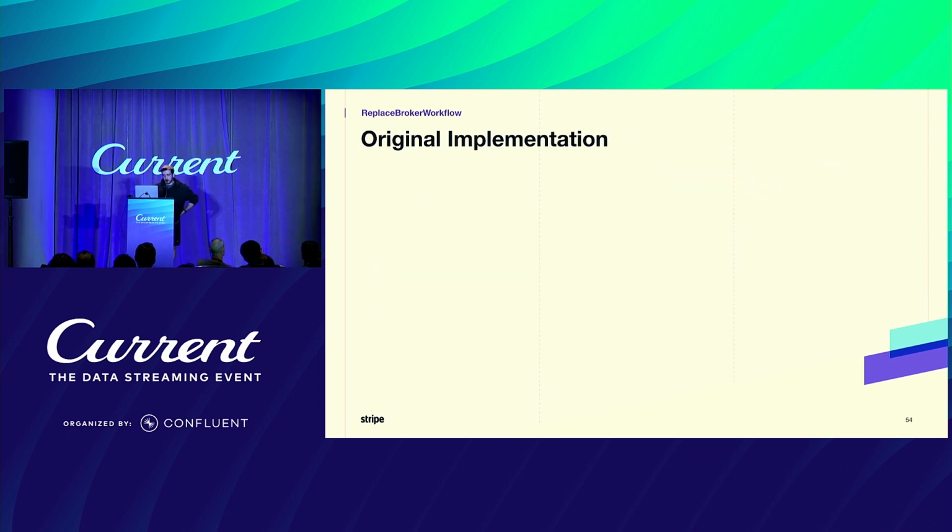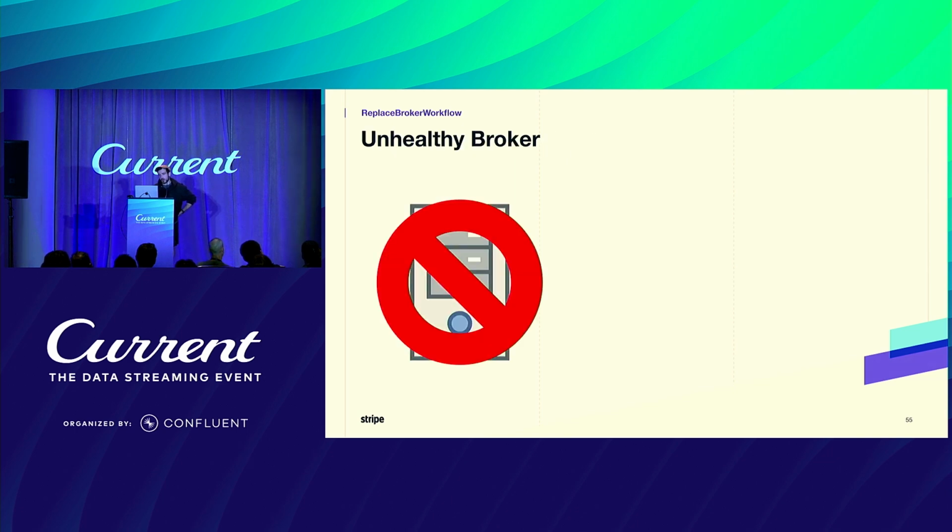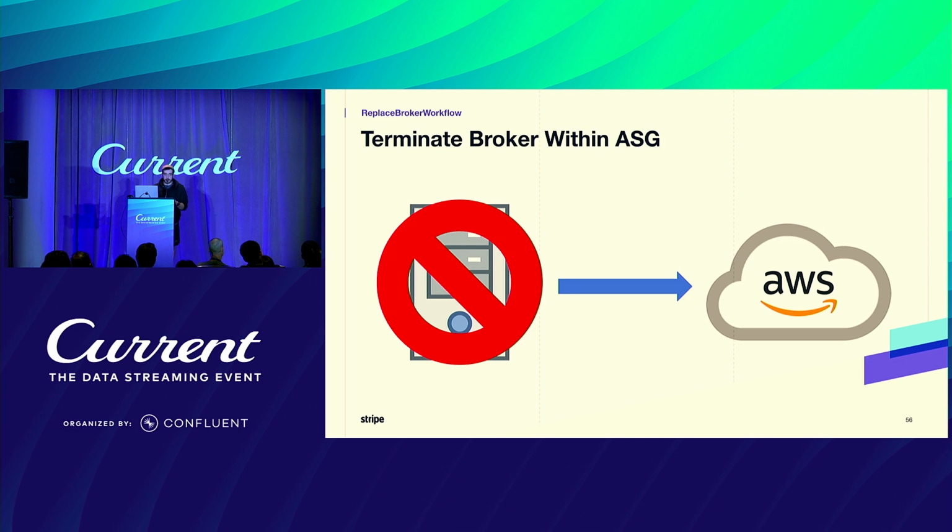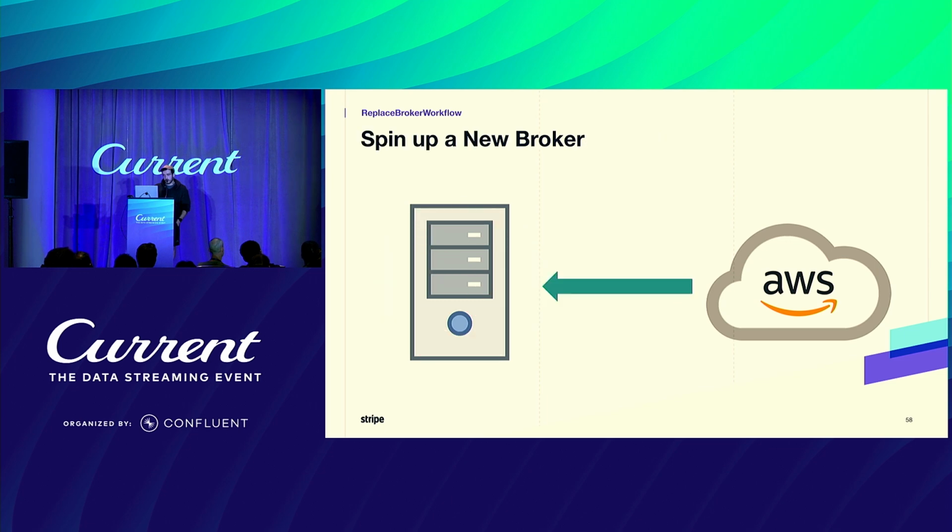So the control plane relieved this burden. We now had a way that we could automate broker replacements, but the original implementation was pretty simple. All it would do, for example, let's say we're dealing with an unhealthy broker, it would detect that a broker was unhealthy. It would then make a call to AWS to terminate the broker within that ASG, and then it would spin up a new broker in its place.